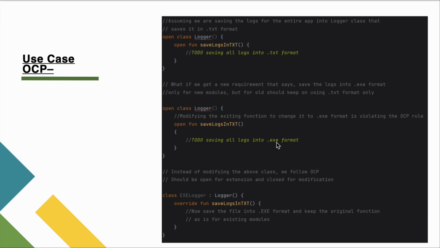So what I can do is create a new class, exe logger, and then extend the class logger with it, which will give me an override function, save logs in txt, and now I can save the logs into exe format. So in all the new modules, wherever I want to save my logs into exe format, I will use this class, and in all the existing modules where I was saving the logs into txt format, I will keep on using the logger class. So this is how the OCP is used.